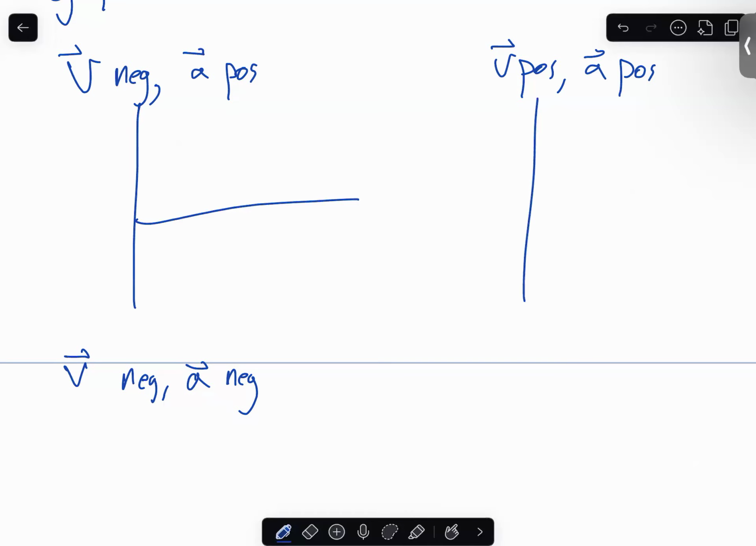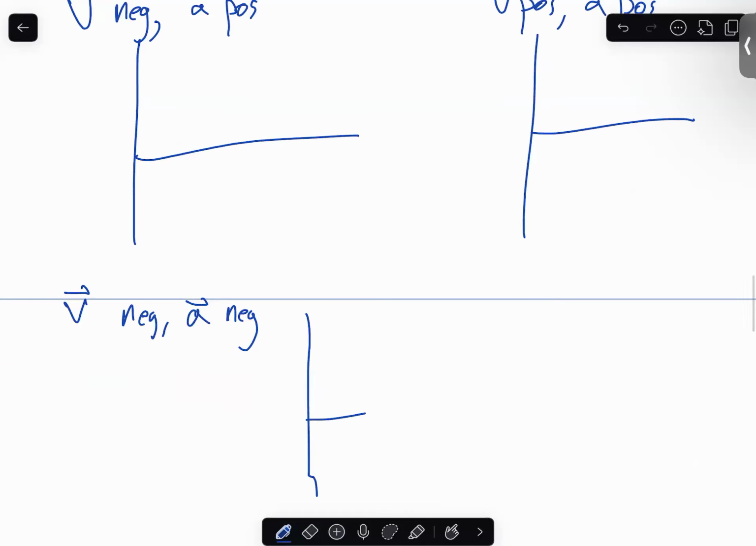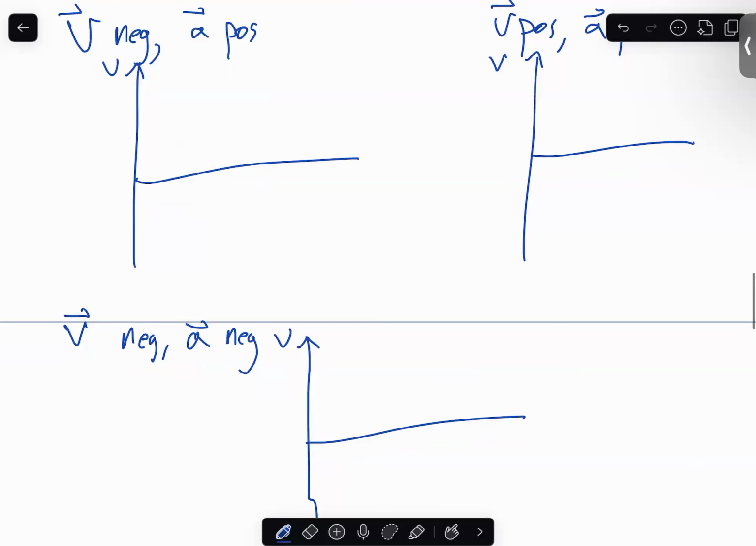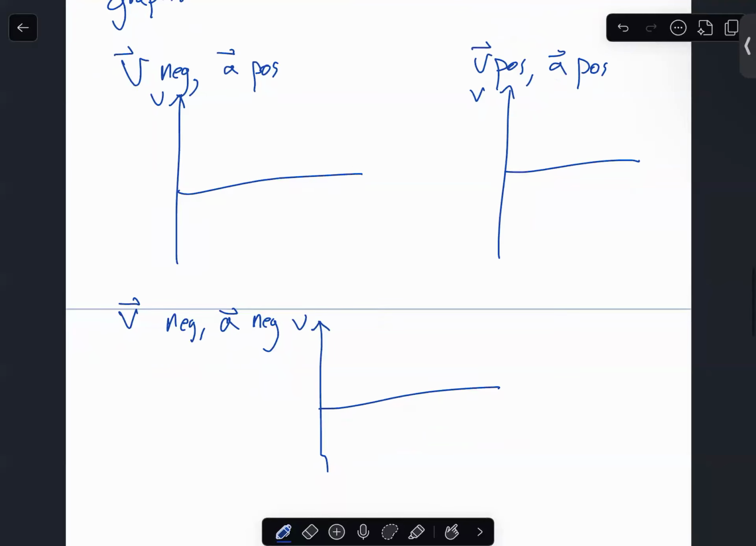Sketch on your graphs. You can't put these in Google Forms, but sketch in your graph real fast. If these are velocity graphs, sketch me a negative velocity with a positive acceleration, positive velocity with a positive acceleration, and negative velocity with negative acceleration, respectively. You're going to turn to your neighbors and argue about it.